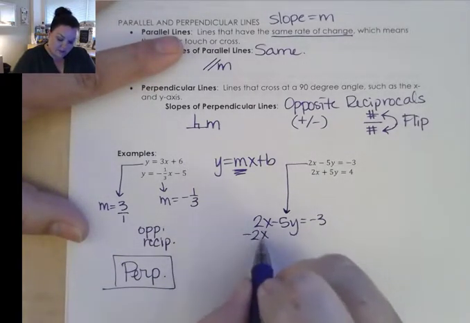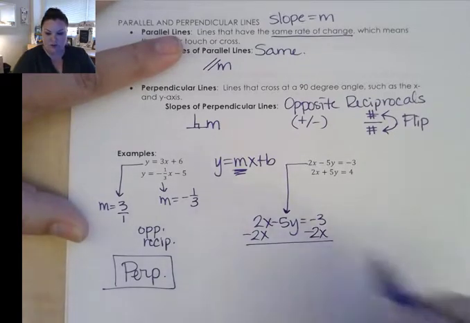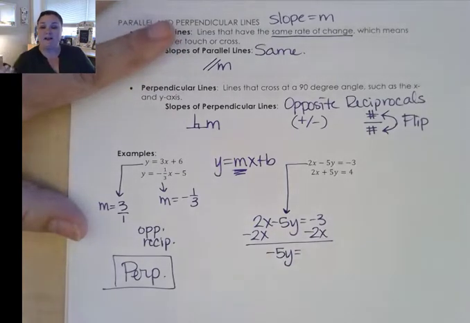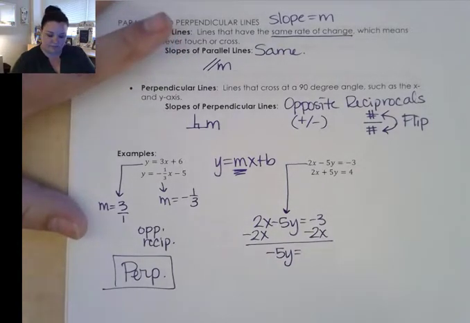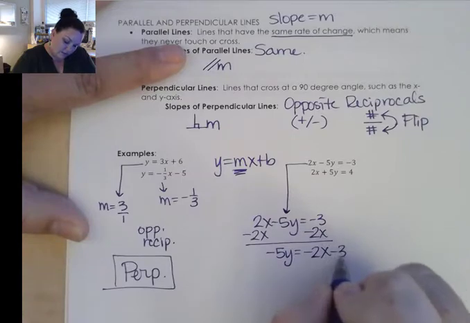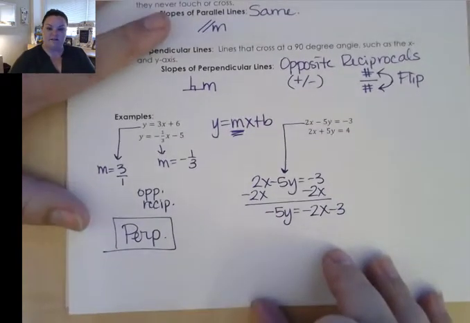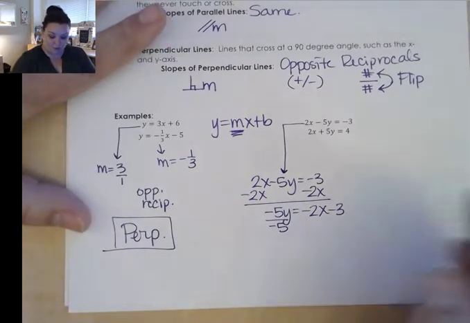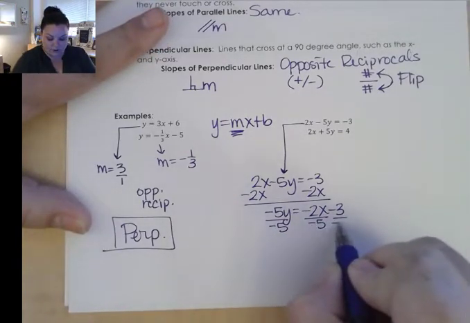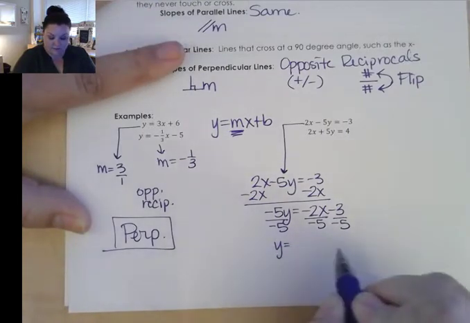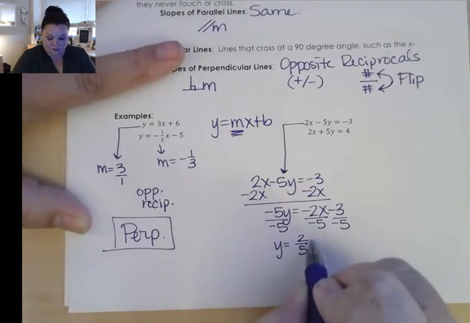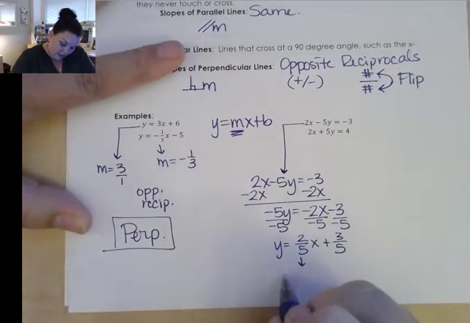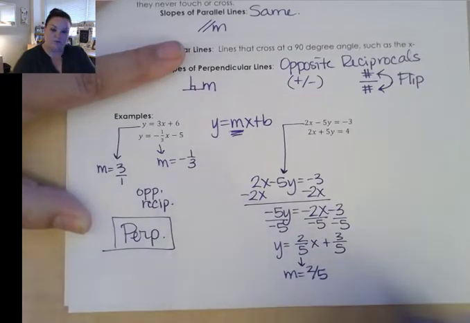So I'm going to move my 2x term to the other side by subtracting. So I'm left with negative 5y on the left-hand side, and on the right-hand side, I want it written with the x term first. So negative 2x minus 3, and then I just need to divide off my negative 5. And when I divide that off both sides, what I'm really doing is dividing it off of every term. So that's going to leave me with y equals a positive 2/5 x plus 3/5. So I can see right here, this one's slope is 2/5.